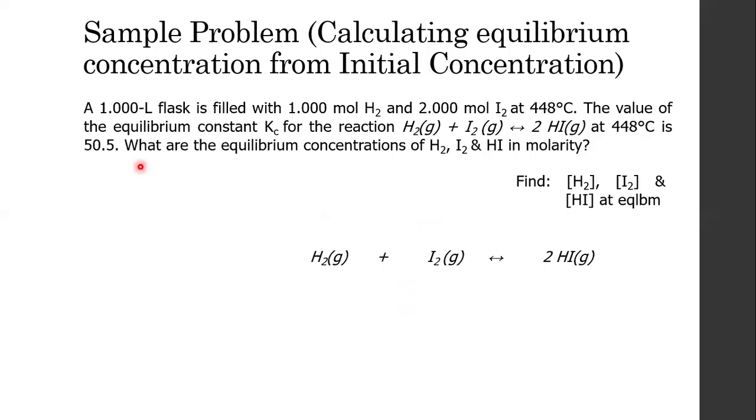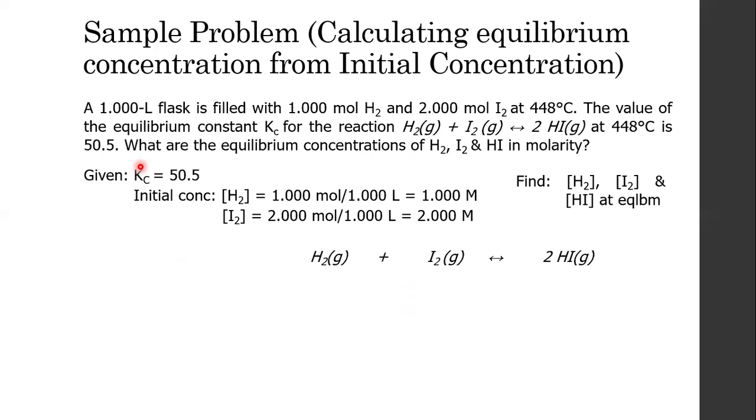Next, you have this problem, which is about calculating equilibrium concentration from initial concentration. So let's read the problem together. A 1 liter flask is filled with 1 mole H2 and 2 moles I2 at 448 degrees Celsius. And the value for the equilibrium constant Kc of this reaction is 50.5. Now, what are the equilibrium concentrations of H2, I2, and HI in molarity?